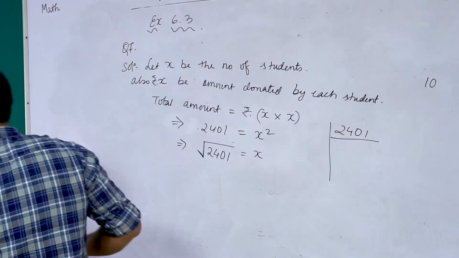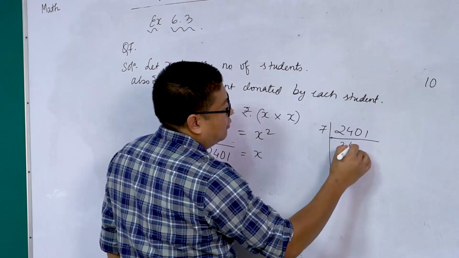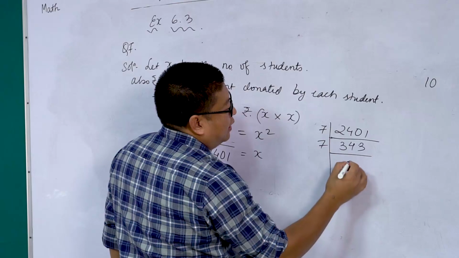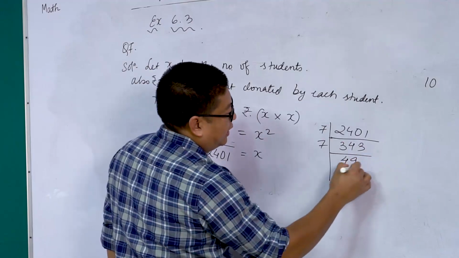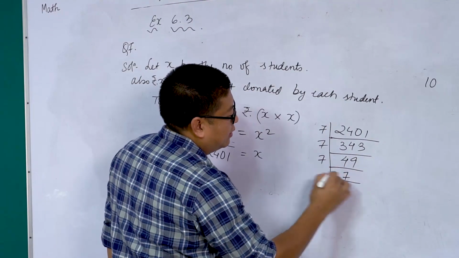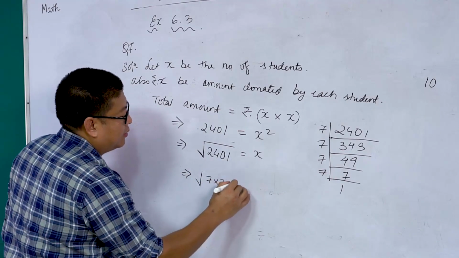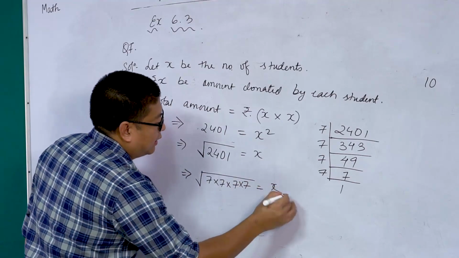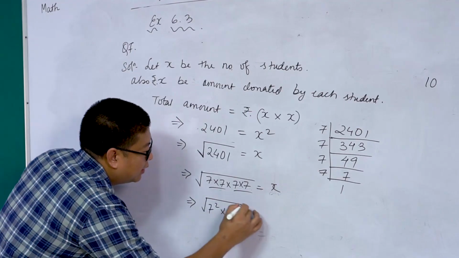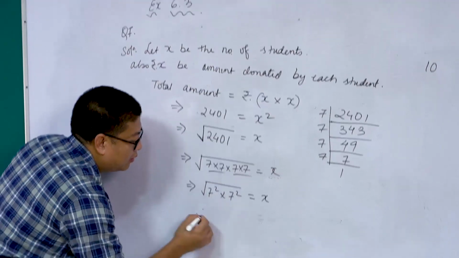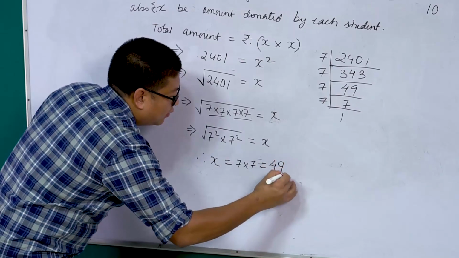The prime factorization, so we'll begin with 7: 7 3s are 21, 7 4s are 28, 7 5s are 35, 7 9s are 63, 7 7s are 49, 7 1 is 7. So we have 7 into 7 into 7 into 7. Pair them up. We get 7 square into 7 square. Therefore, x will be 7 into 7, which is nothing but 49.